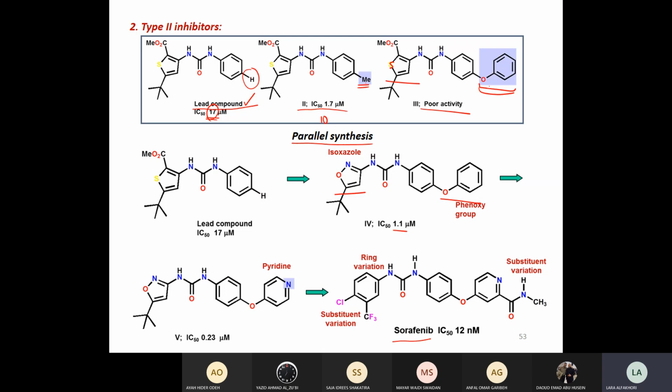Let's say the final analog that had an IC50 of 12 nanomolar. That's a very potent kinase inhibitor. Is it type 1 or type 2?